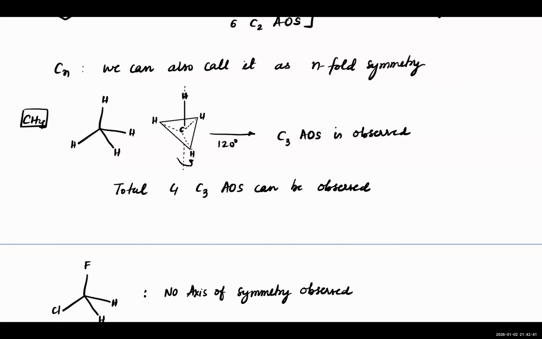Likewise, if at all I pass it through this way and then rotate it around, I will get a C3 axis of symmetry. Sorry, I will not get C2. I will only get C3. Like this, if at all I pass it, again I'll get one. Like this, if at all I pass, I'll get one more. Like that, how many will I get? I'll get four C3 axes of symmetry that can be observed. That's what you notice in methane.